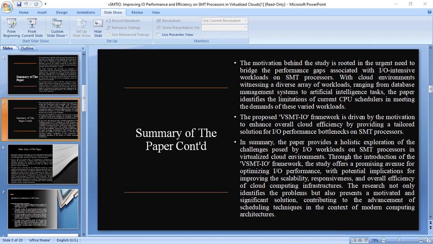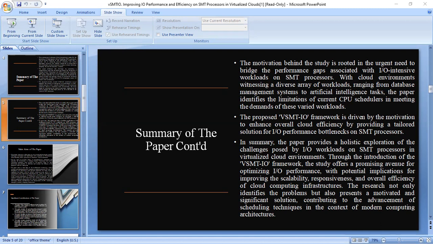Furthermore, the paper takes a practical approach by building a system prototype based on KVM, providing a tangible solution to the identified efficiency issues. This not only contributes a theoretical framework but also offers a hands-on, implementable solution to enhance the efficiency of CPU for I/O operations on SMT-enabled virtualized cloud environments.